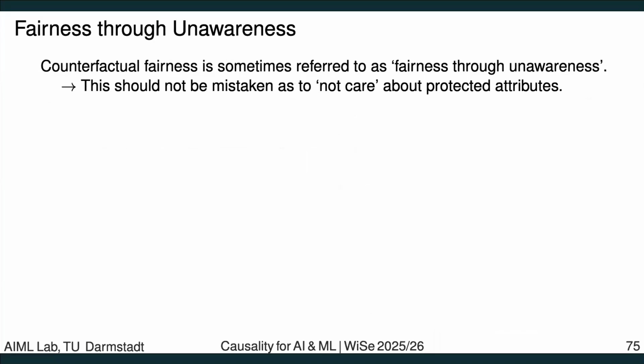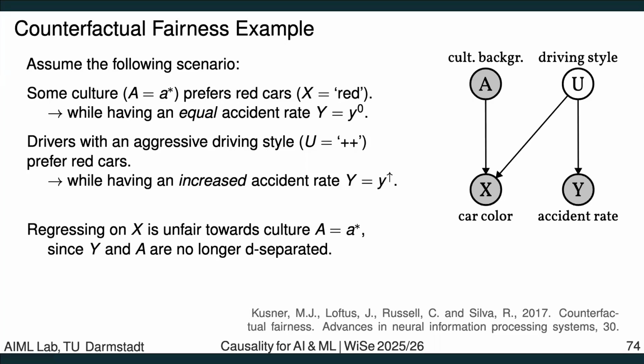Sometimes you will hear that counterfactual fairness is also called fairness through unawareness. It really relates to the fact that we cannot use car color, and of course we cannot use the cultural background directly to predict the accident rate. So basically, our neural network does not know about all of these attributes, so it's unaware of them.